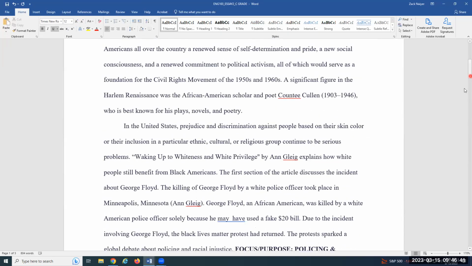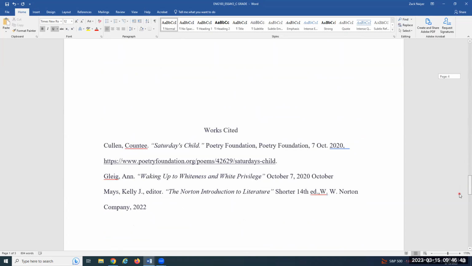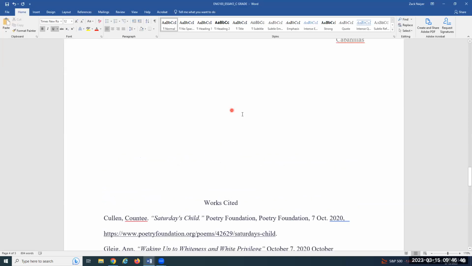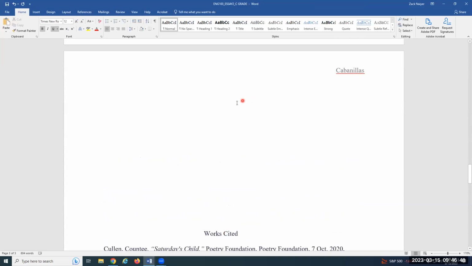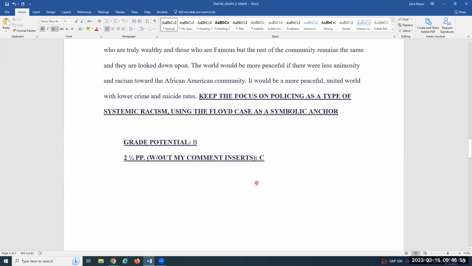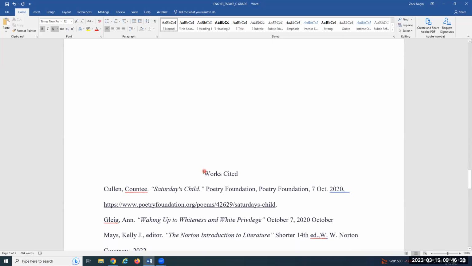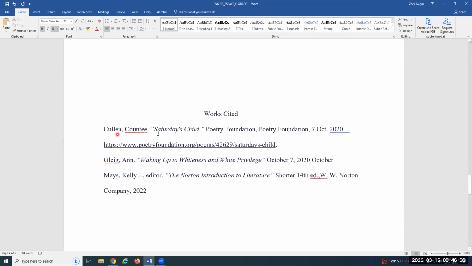First of all, let's look at the citation. Obviously, it should be up here, and it was up here, but because I inserted comments, it brought it down here. The works cited is in alphabetical order. The information is fine. Here the period should be there. For some reason the student decided not to put periods.